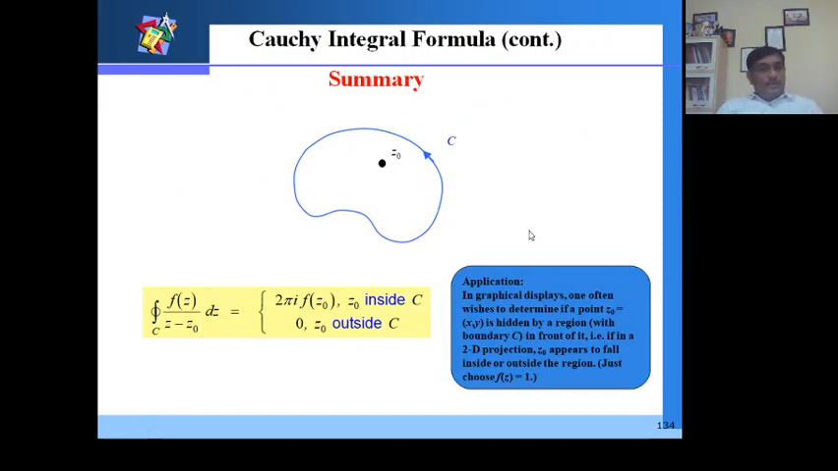In this, we must remember some of the applications. Here, the integral over c of f of z divided by z minus z naught dz is equal to 2 pi i f of z naught if z naught is inside c. If it is outside, the value becomes 0. In graphical displays, one often wishes to determine if a point z naught, in the ordered pair x comma y, is hidden by a region with a boundary c. In front of it, that is, in a 2D projection, z naught appears to fall inside or outside the region. Just choose f of z equal to 1.